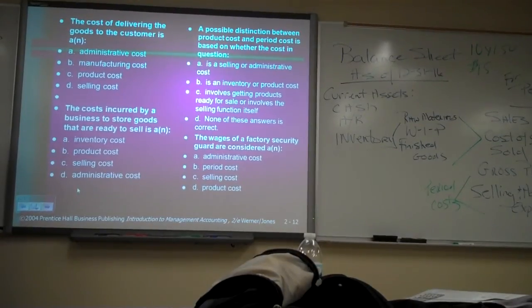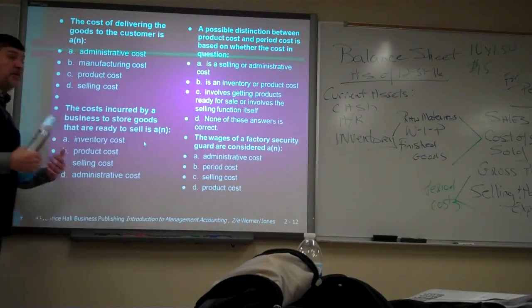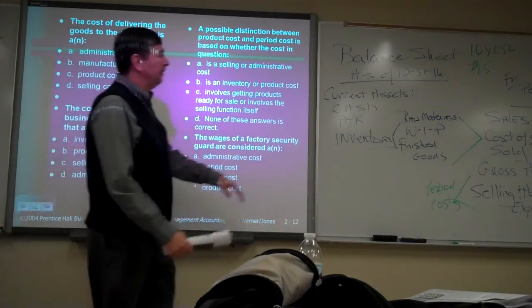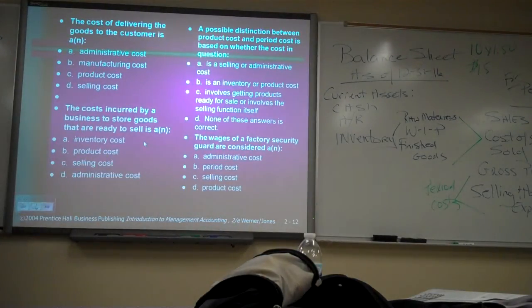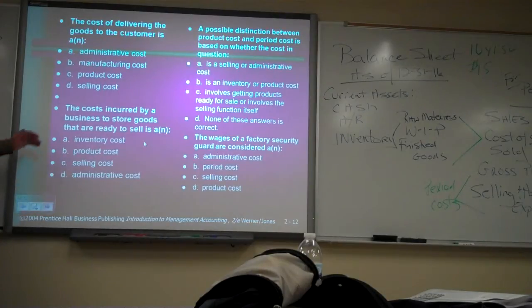The cost incurred by a business to store goods that are ready to sell. And here's the key: that are ready to sell. If they're ready to sell, that means you're done building them, you're done buying them. Now they're just waiting around to be sold. Okay, let me back up. The only costs that go into the inventory cost are costs to get it ready to sell. Once it's ready to sell, after that, it's going to be a selling or administrative cost, depending, and usually it's selling.